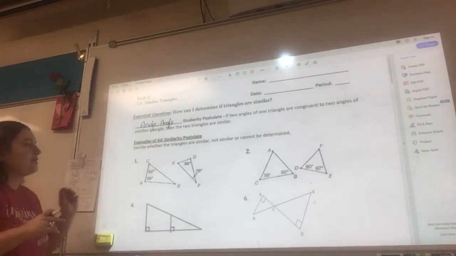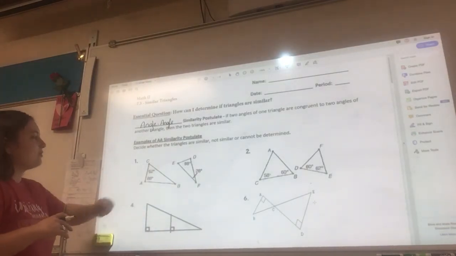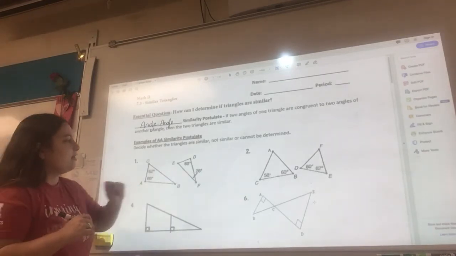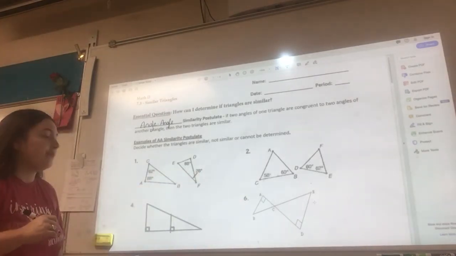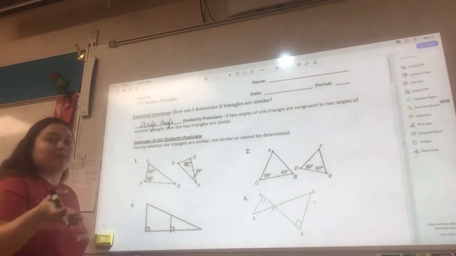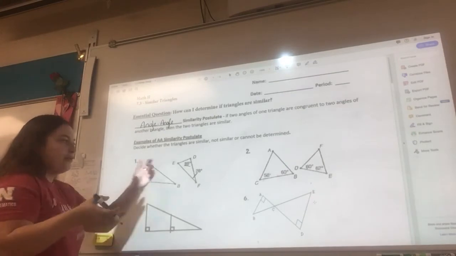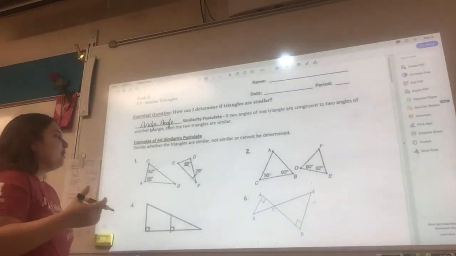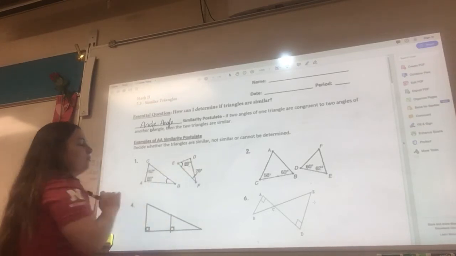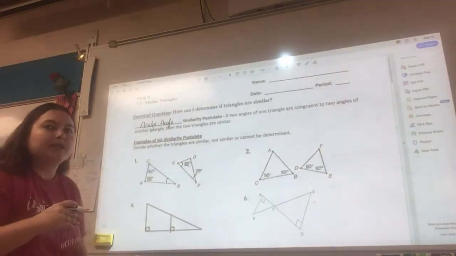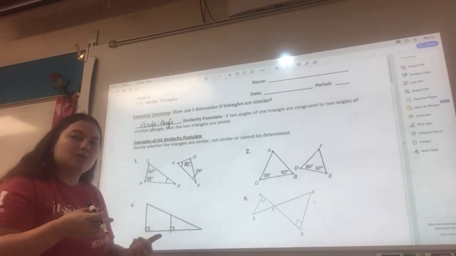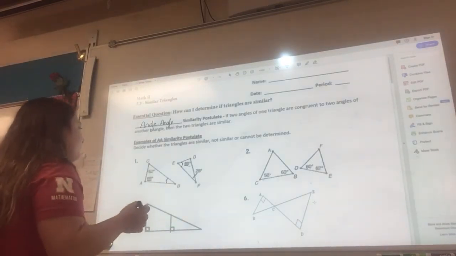So our first example, we are given two angles: 62 and 88. And on the second triangle, we're given 88 and 28. Well, that's awesome. We know 88 and 88 are definitely the same angle, but 62 and 28 definitely are not. So we need to find the missing information of these two triangles. Well, we know how to do that from last unit.